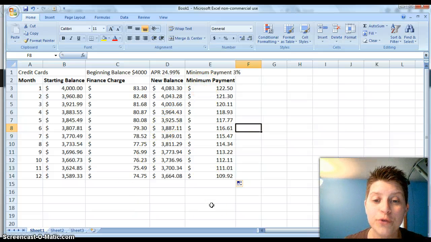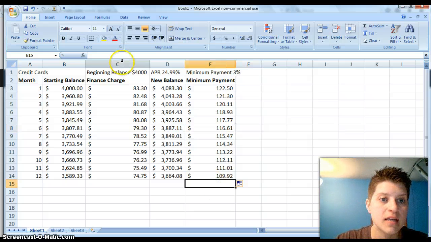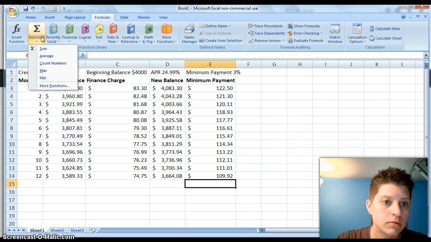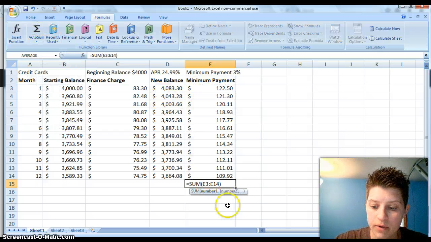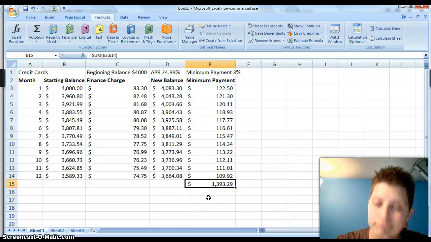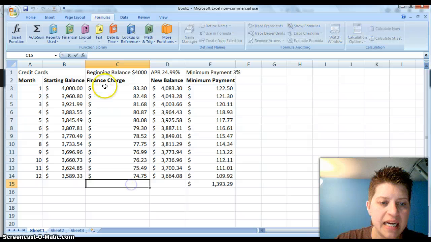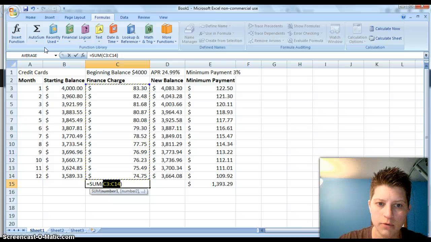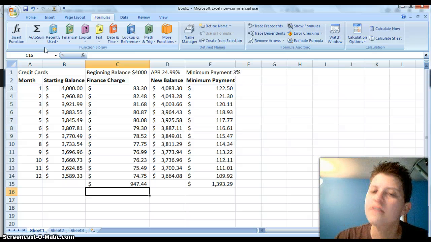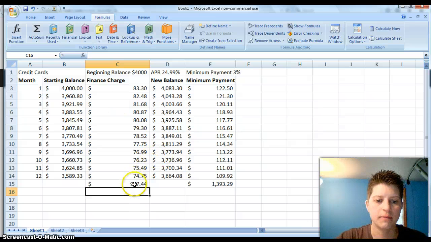So notice after a full year, I can go ahead and sum this up, right? Remember how we used our formulas? I can go to, well, let's just use sum. If I want to sum those up, I paid $1,393.29, those are the payments I made. How much of that was finance charges? Let's sum up our finance charges. What happened there? There we go. Almost $1,000 of that was finance charge. Isn't that depressing? So you can do a lot of things using this sheet.